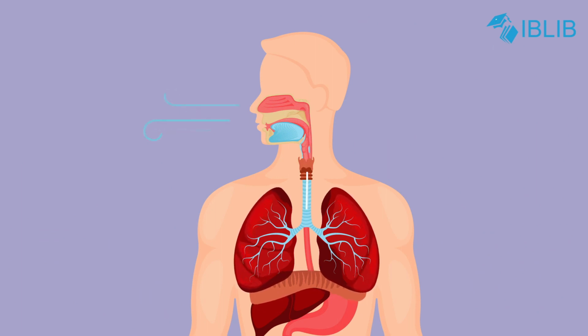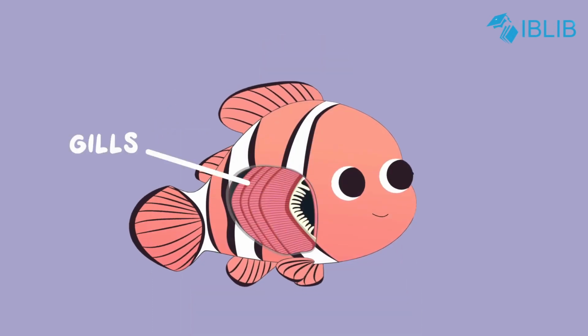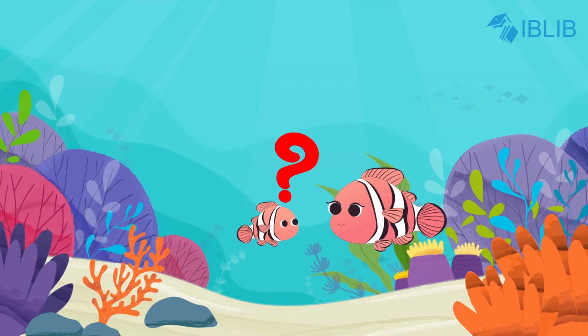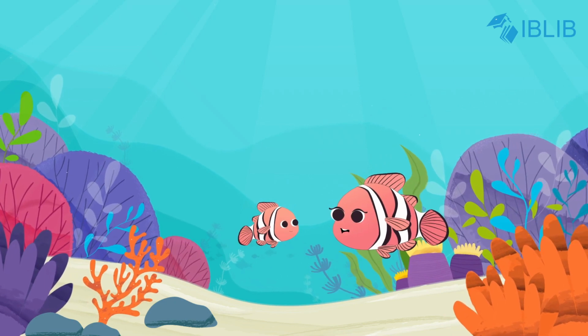They breathe oxygen from the air. We fishes don't have lungs. We have gills. Gills? What are they? Gills are similar to lungs. They help us in breathing.